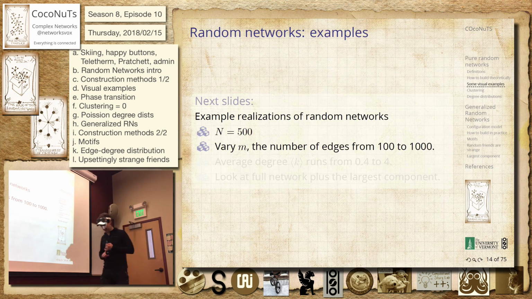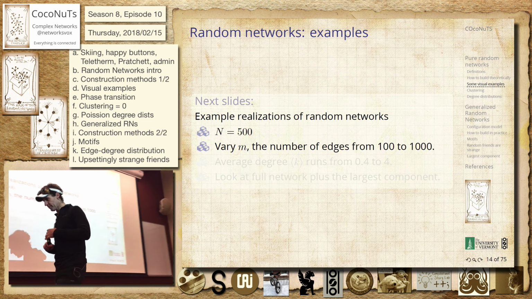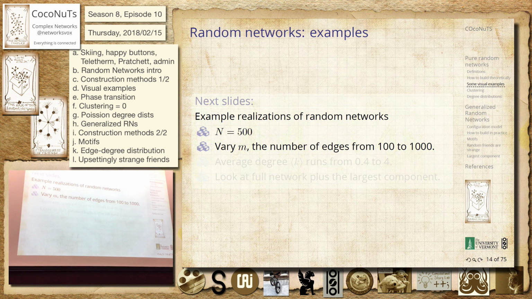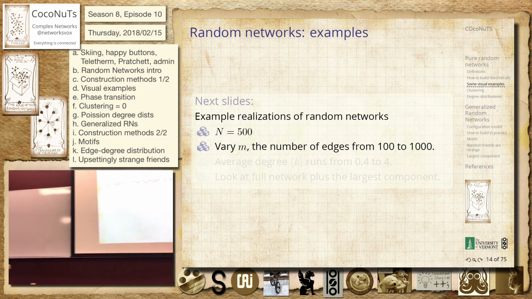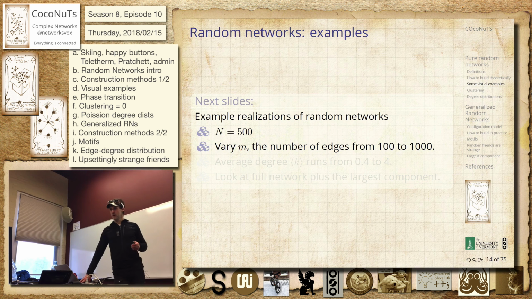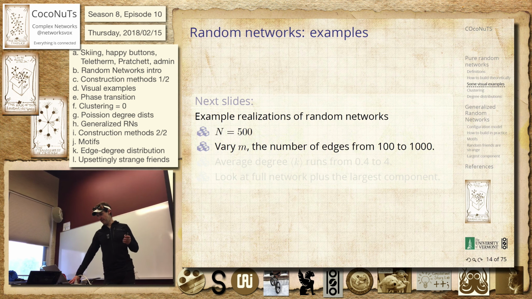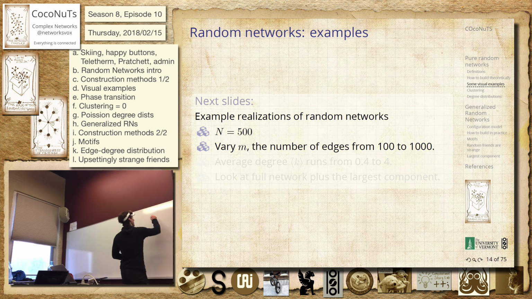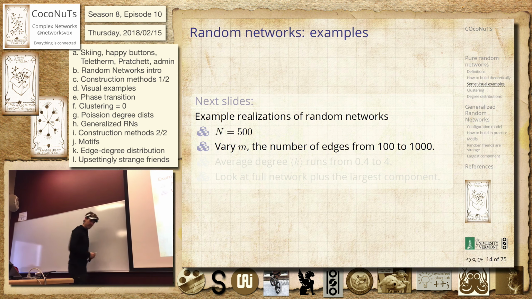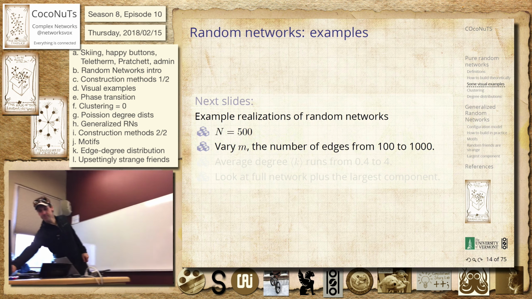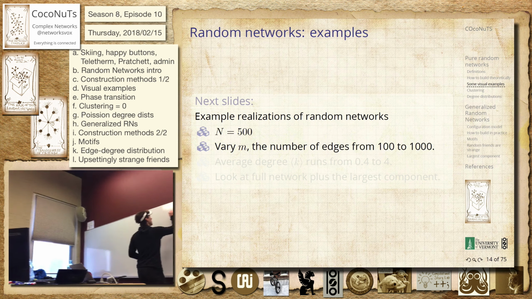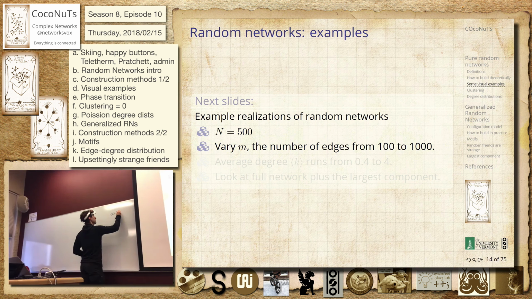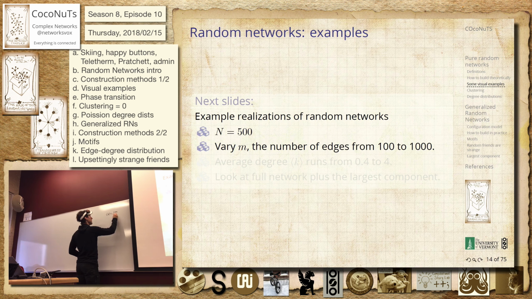So we've got 500 nodes, and this is using, I should try NetworkX or something for this. This is an old one. So 500 nodes, we're going to vary m, the number of edges, from 100 to 1,000. So 2 times m divided by n, that's our simple calculation. Average degree is 2m over n.